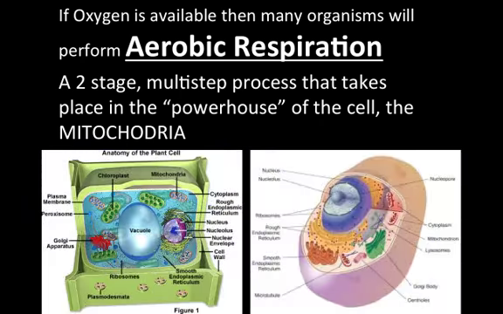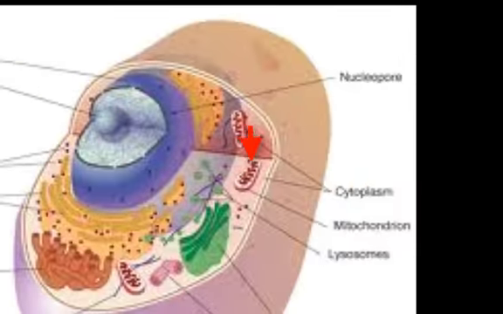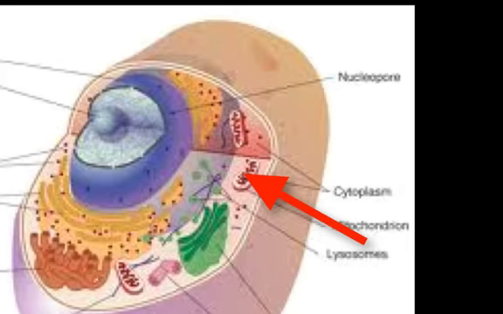Mitochondria are the ATP factories of eukaryotic cells. They're found in both plant and animal cells. Their fuel is pyruvate.